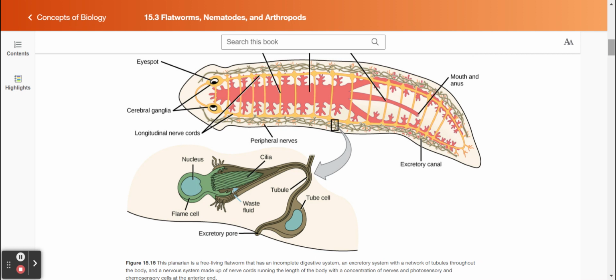Figure 15.15. This planarian is a free-living flatworm that has an incomplete digestive system, an excretory system with a network of tubules throughout the body, and a nervous system made up of nerve cords running the length of the body with a concentration of nerves and photosensory and chemosensory cells at the anterior end.